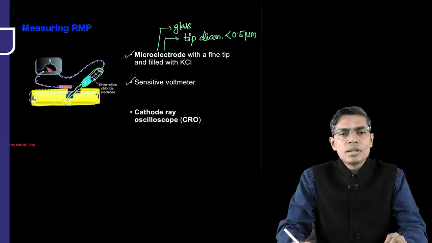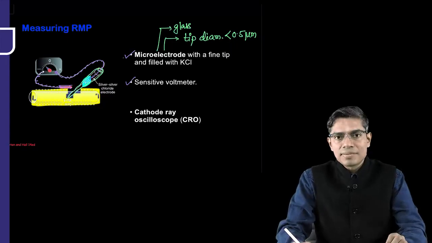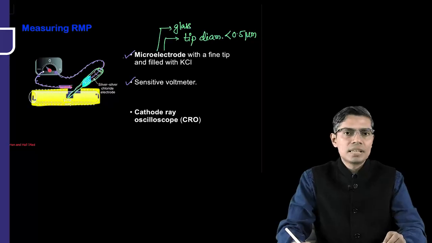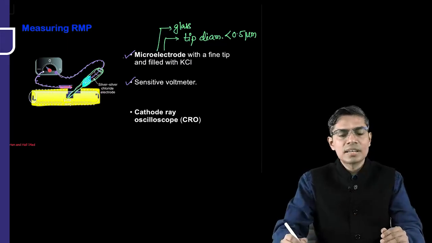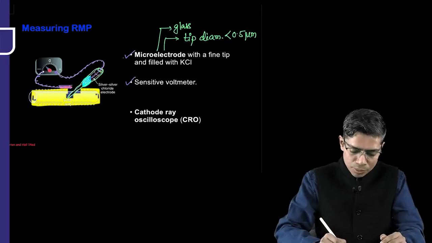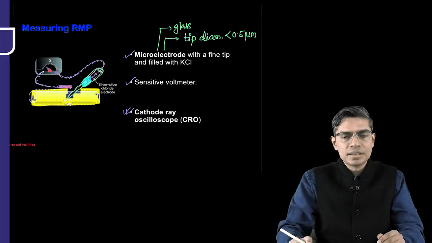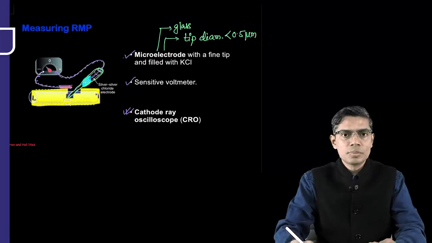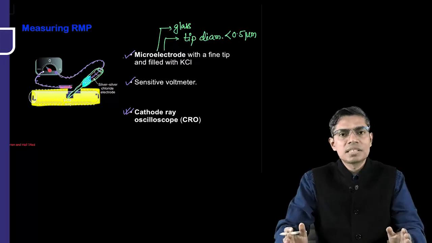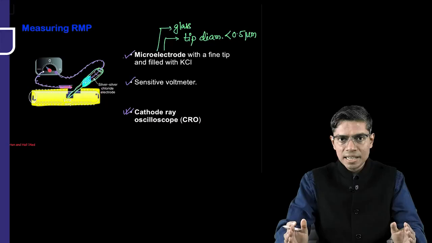But if you want to record the graphical image of the resting membrane potential, or see when the resting membrane voltage is changing, and plot a graph on a recording screen, then you require a cathode ray oscilloscope. Basically, this cathode ray oscilloscope is an instrument which is just like a computer. Just imagine it's like a computer, it is a recording screen.